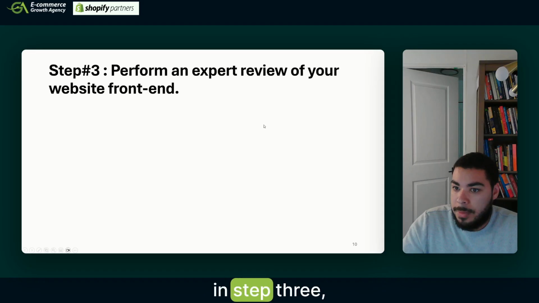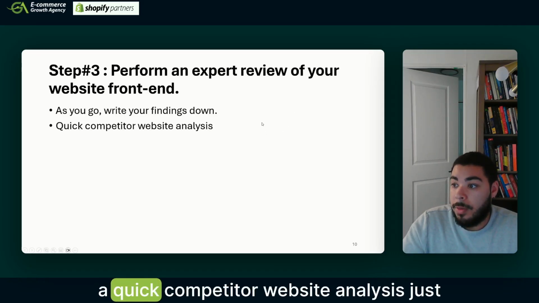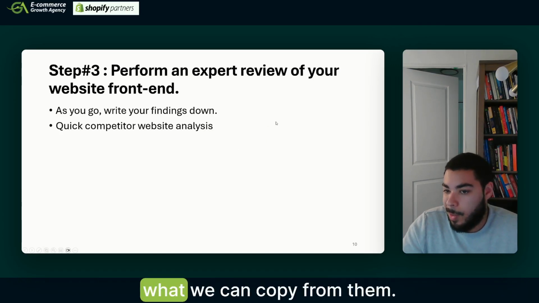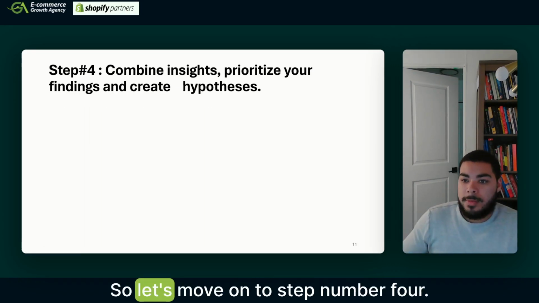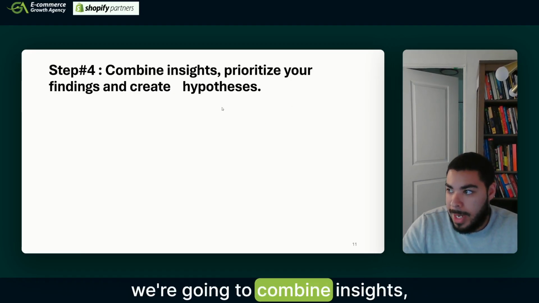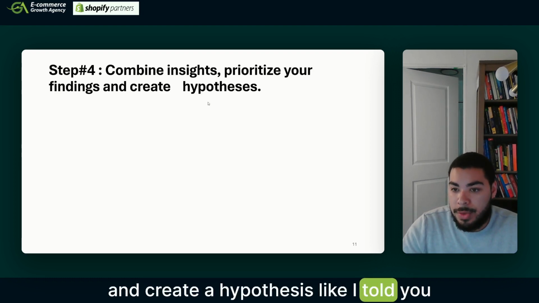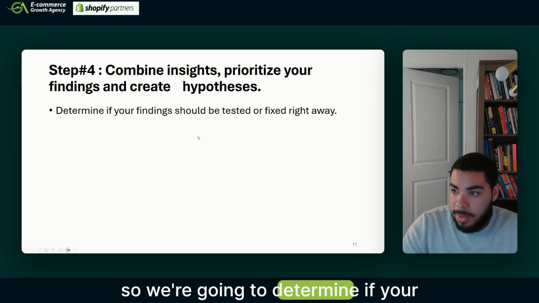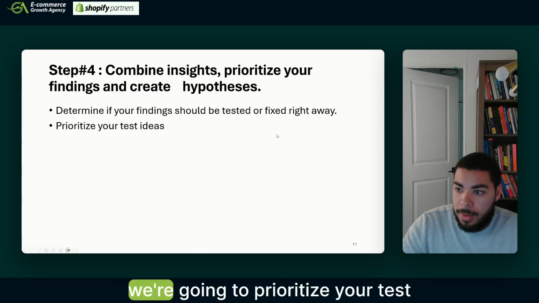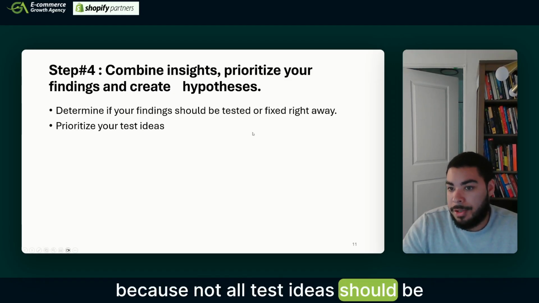Other than that, in step 3, we're also going to do a quick competitor website analysis just to see what they're doing well, what they're doing bad, what we could copy from them. So for step 3, let's move on to step number 4. In step number 4, we're going to combine insights, prioritize your findings, and create hypotheses, like I told you earlier. So we're going to determine if your findings should be tested or fixed right away. We're going to prioritize your test ideas, because not all test ideas should be tested first.